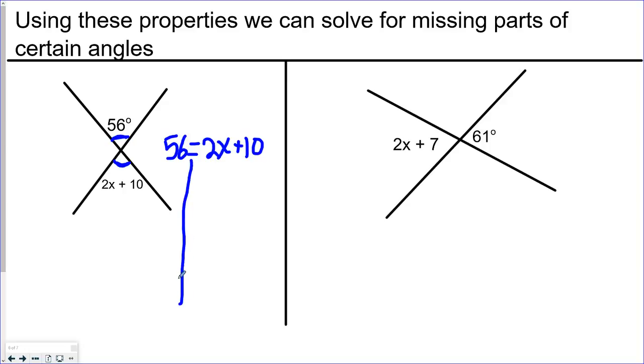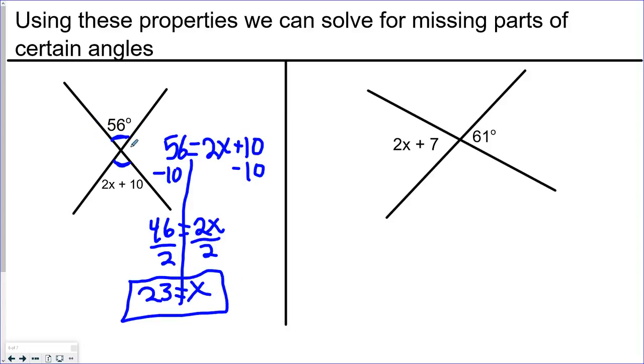And because this is now an equation, I can actually solve this. If I want to solve for x, I get rid of the 10 by subtracting it, because it's a plus 10. I get 46 is equal to 2x. I want to solve for x, so I'm going to divide by 2 to get rid of that times 2. And I get 23 is equal to x. And now I've solved for x.